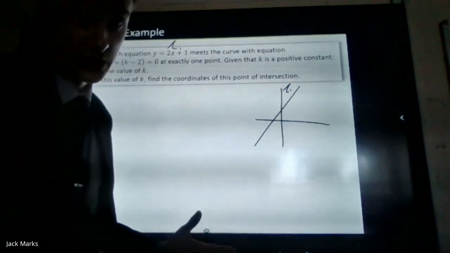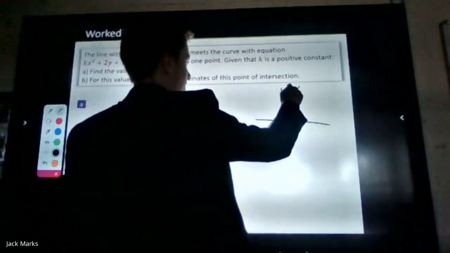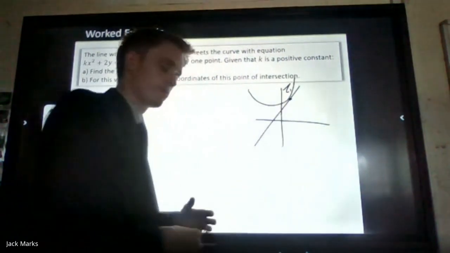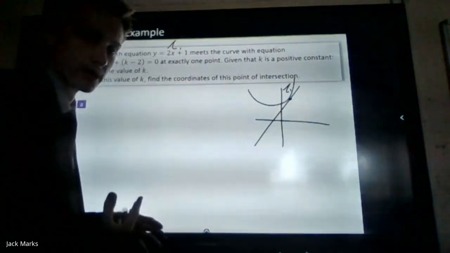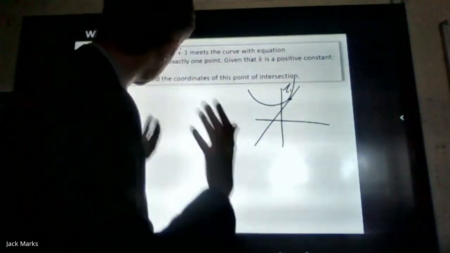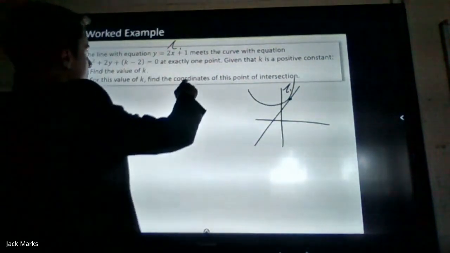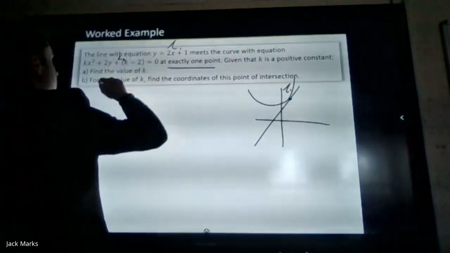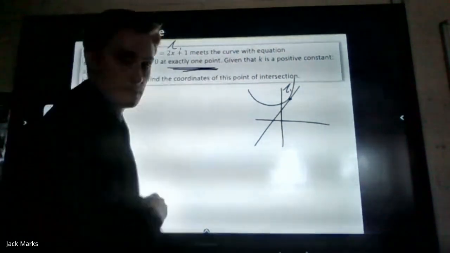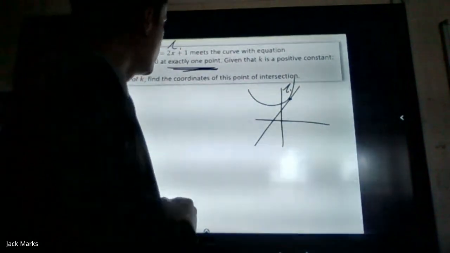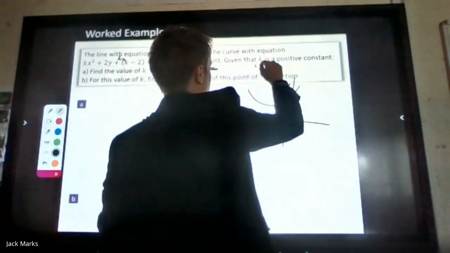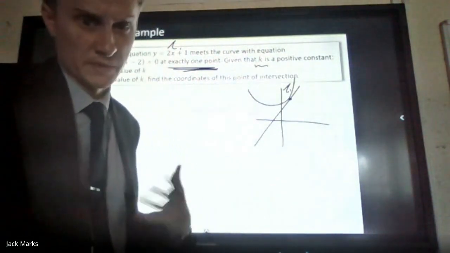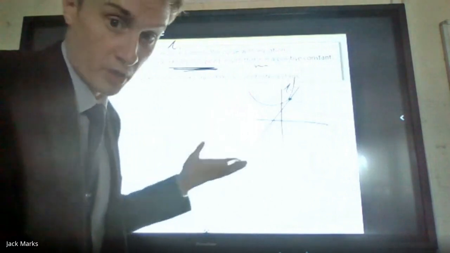Something I might do, just to help me think about it, is draw something conceptually. I'm not saying this is accurate at all. This is just to help me think about what I'm doing. So they meet at exactly 1 point. So L1 and L2 meet at 1 point. That is a key piece of information. Given that k is a positive constant, don't worry about this too much yet. It just means when we find out what k is later, we want to check that. It might be helpful.